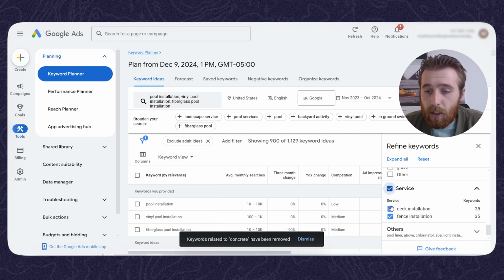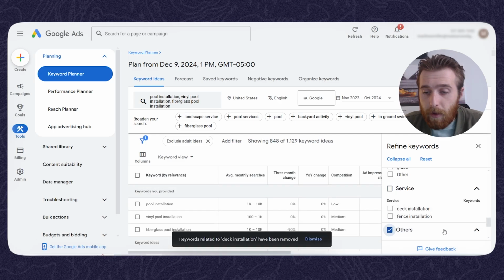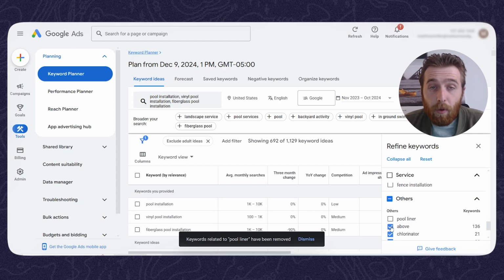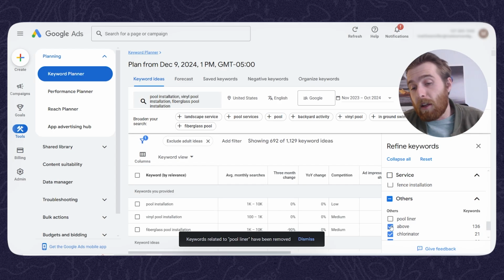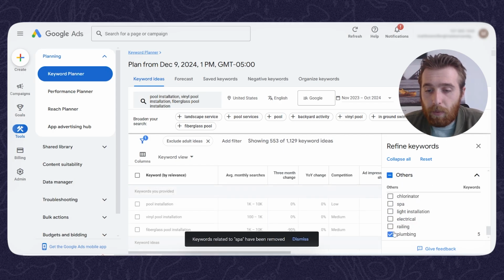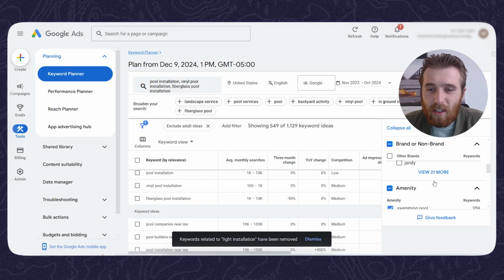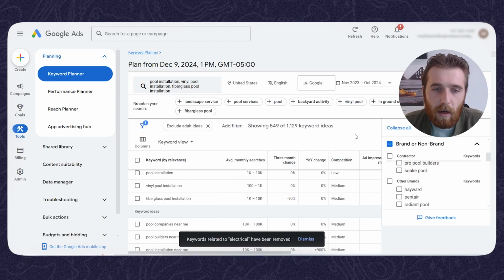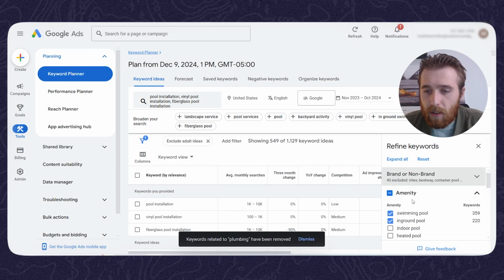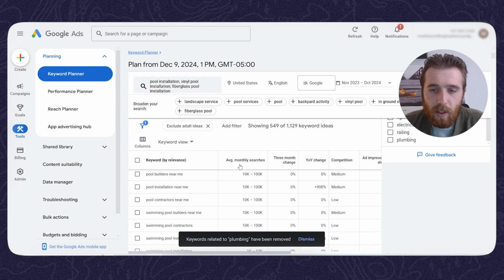Cool. Deck installation and fence installation. Maybe we don't do that, maybe you got to hire a separate company for that. Pool liners. That's normally if it breaks, we're not going to be offering that. We could get rid of it. Above ground pools, maybe you offer above ground, maybe you don't. I would recommend getting rid of that if you don't. Chlorinator, no. Spa, no. Light, electrical, railing, plumbing. A lot of these are pretty much self-explanatory and you don't need to be too worried about them. And you can get rid of a lot of them really, really quickly. So that was just the actual basic filtering systems, which is nice.